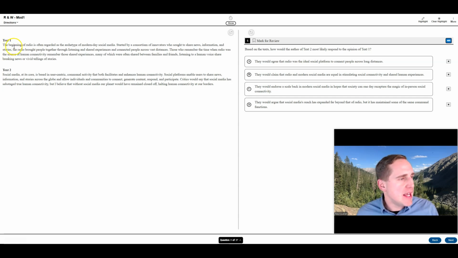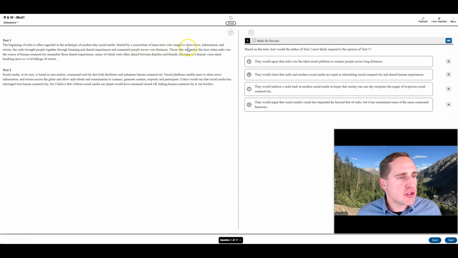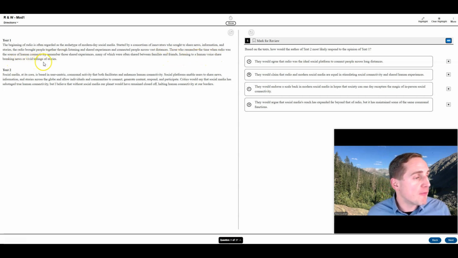For text 1, the beginning of radio is often regarded as the archetype of modern-day social media. Starting with a consortium of innovators who sought to share news, information, and stories, the radio brought people together through listening and shared experiences and connected people across vast distances. Those who remember the time when radio was the source of human connectivity remember those shared experiences, many of which were often shared between family and friends, listening to a human voice share breaking news or vivid tellings of stories.